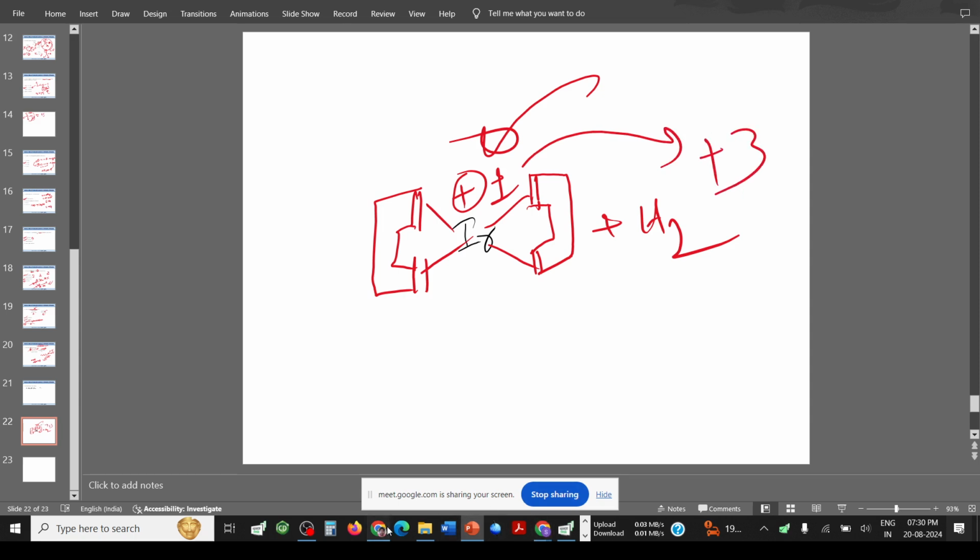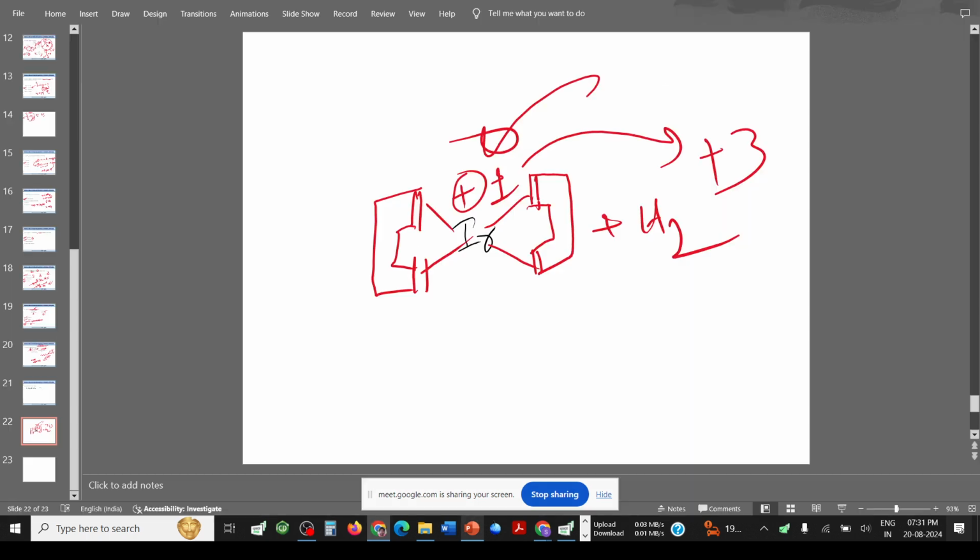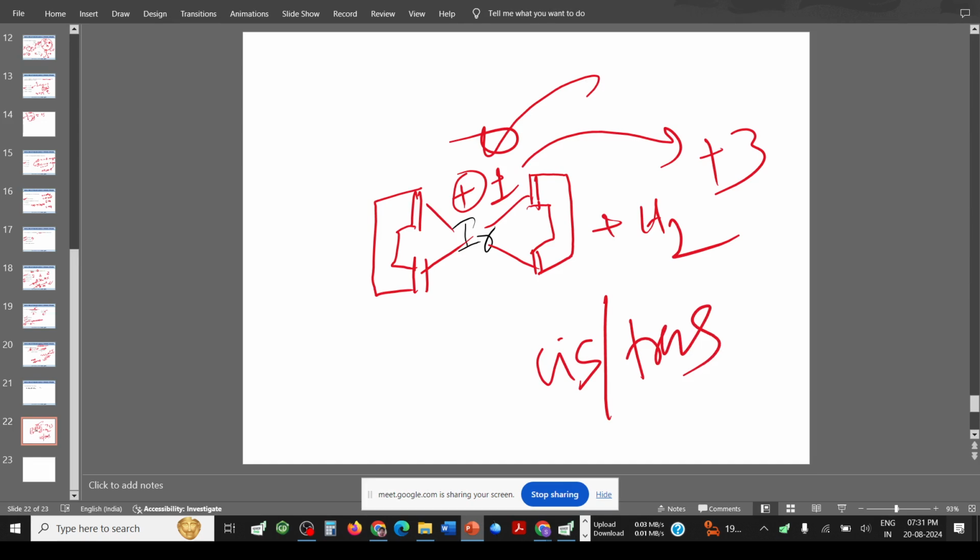But what will be the correct answer? I cannot discuss it. In oxidative addition, here there are two options. Here also you can perform the elimination trick. And oxidative addition happens in a particular fashion, that is, cis fashion or trans fashion. I will not say which fashion, but you find out the right answer.